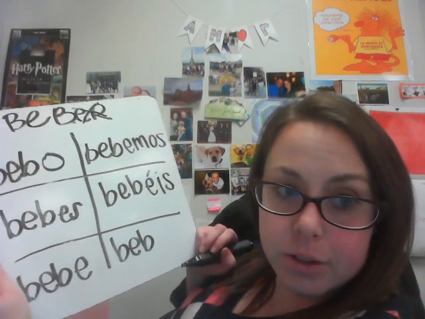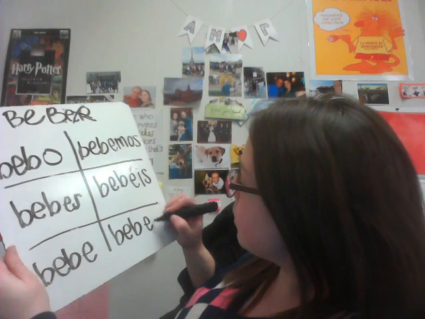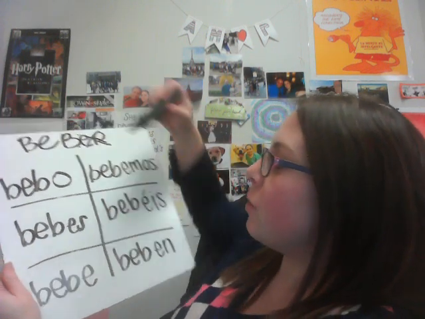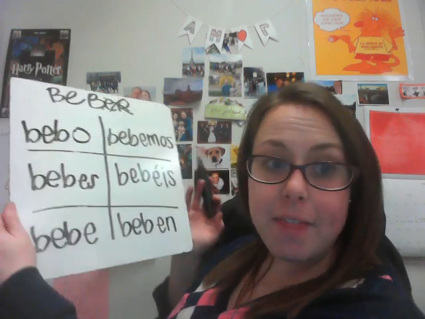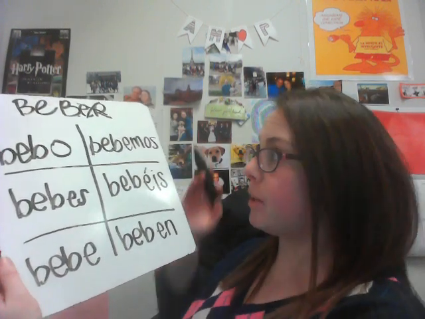And the ellos, ellas, ustedes is N. So I'm going to have beben. So bebo, bebes, bebe, bebemos, bebéis, beben. And that's how I conjugate an ER verb. This is just an example of one.